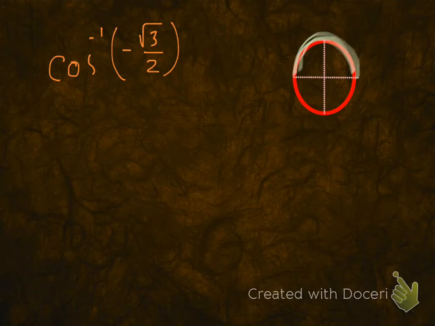Negative root 3 over 2 is going to be somewhere right around there. So our angle is right over here. And if you recall, that puts it at 5 pi over 6. So the one and only angle that this expression means is 5 pi over 6. There is another angle down here that has the same cosine of negative root 3 over 2, but we don't use that one because it's out of the range of inverse cosine.